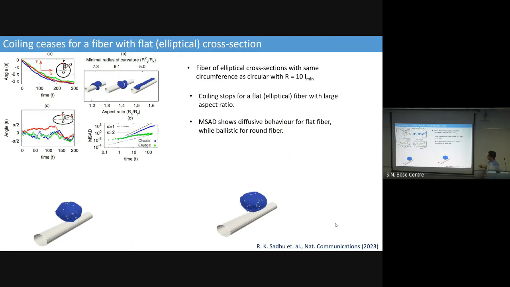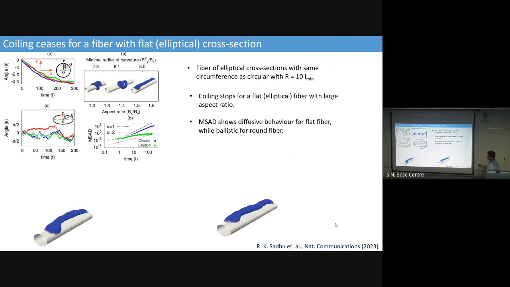Another prediction that we made in the simulation is that if we make the fiber flat, elliptical, then there will be some aspect ratio at which this coiling will stop, and they will instead just extend axially. In the circular case, if you measure the dynamics of this leading edge, we see that it is ballistic because it is rotating very persistently. On the other hand, in this case, if we track any such protein, we'll see that it is just doing diffusion-like dynamics, and the alpha factor is 1 here.